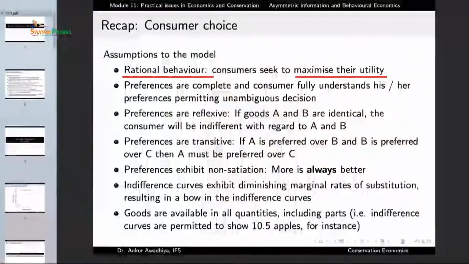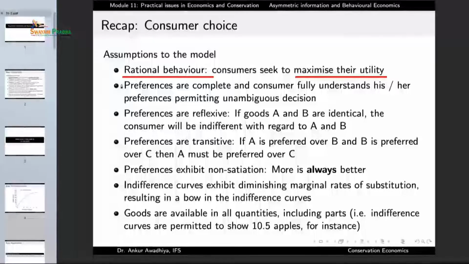But this assumption is not always true, because in a number of cases we do not have the information at all. Or if we have the information, we do not have sufficient time to process it. And in certain cases, even if we have the time, we may not have the ability to process it, because the processing power of our brains is limited. So, rational behavior is an assumption that can be violated at certain points of time.